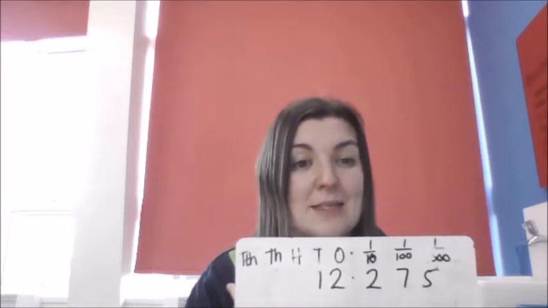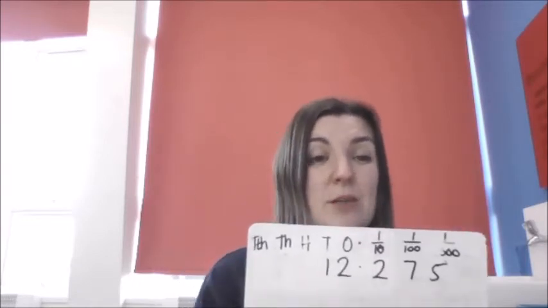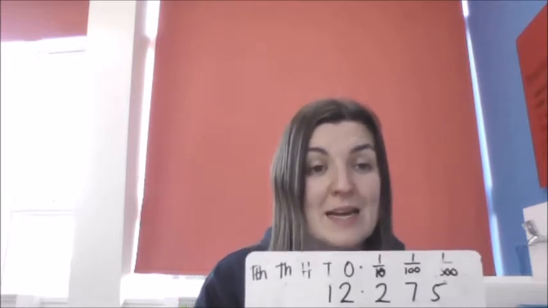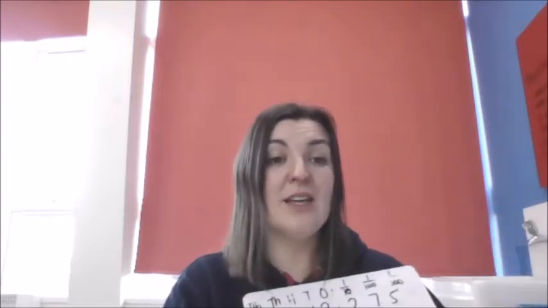Now, some of you will be able to multiply by 1,000 in your head. Some of you might need to jot down a little bit of a place value chart to help you. Now, when we're multiplying by 1,000, we move 3 places to the left. The number is getting bigger, okay? So, to change 12.275 kilometres into metres, I've got to multiply by 1,000.